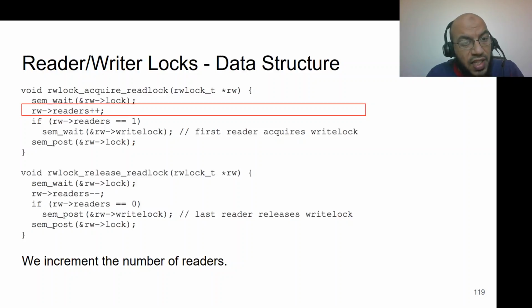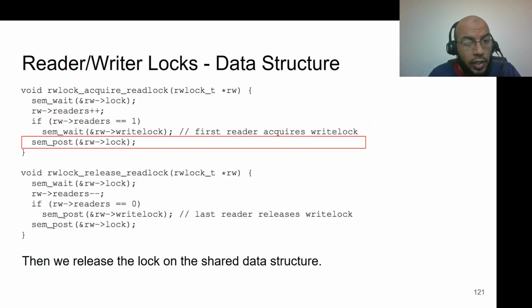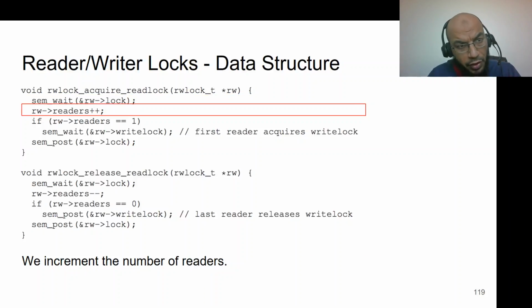Now this next reader does not need to try to acquire the write lock, because since there are 2 readers, then we already know that the first reader has acquired the write lock. As the first reader has acquired it, the second reader does not need to acquire the write lock because it's already acquired. So the second reader can just skip this step and go to post again, releasing the lock, so that when new readers come in, they can acquire the general lock, again incrementing the number of readers. So now we have 3 readers.